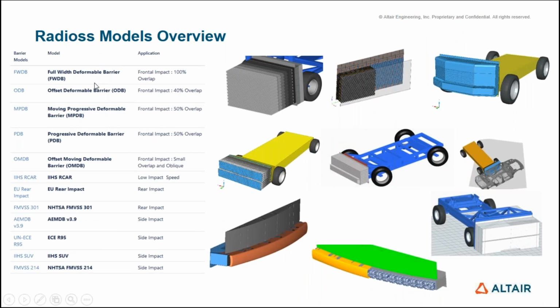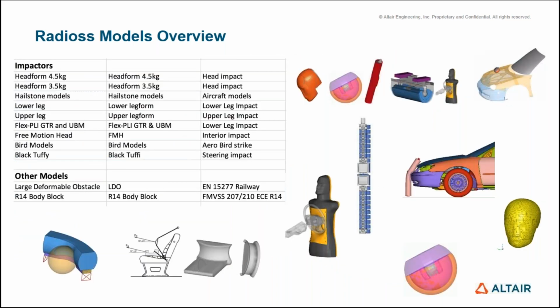Then these are the various deformable barriers we have available, virtual barriers. There is the full width deformable barrier, where you are considering 100% overlap. Then if you want to consider the 40% overlap, these different barriers are available, and you can use them during your virtual simulation. For impactors, the head form is also available, which is basically for the head impact test. So these are the ready-made models which you can use for simulation.